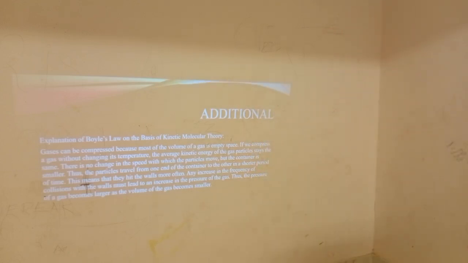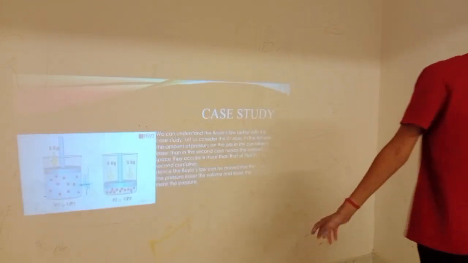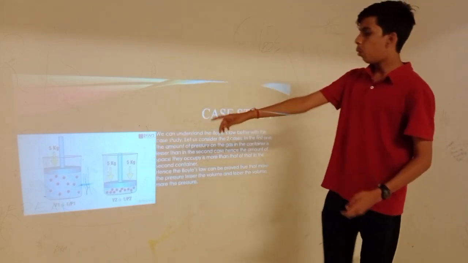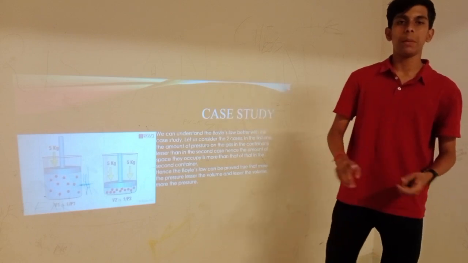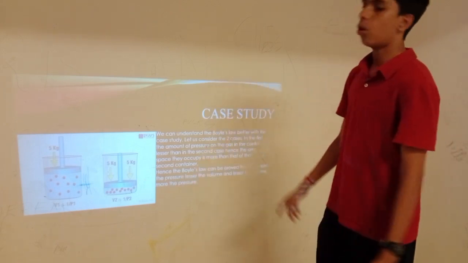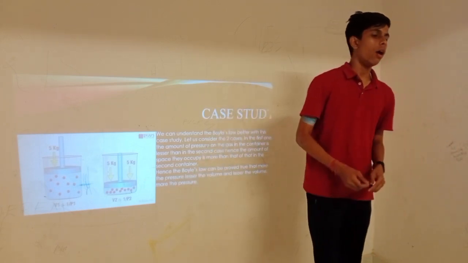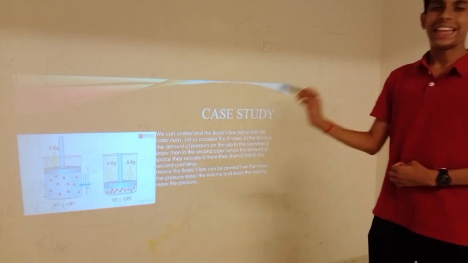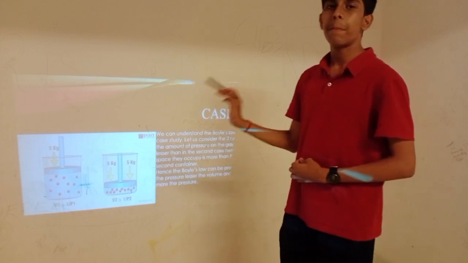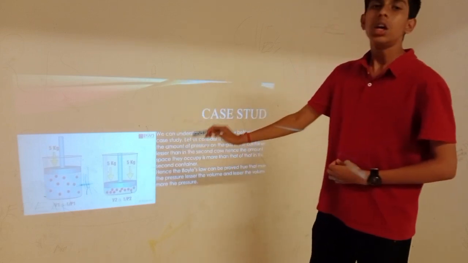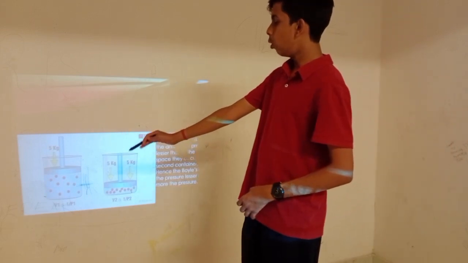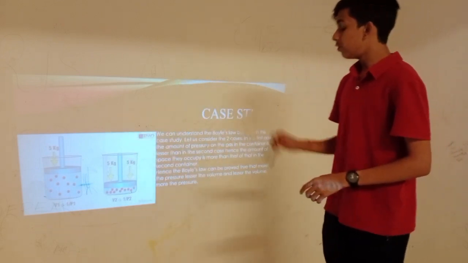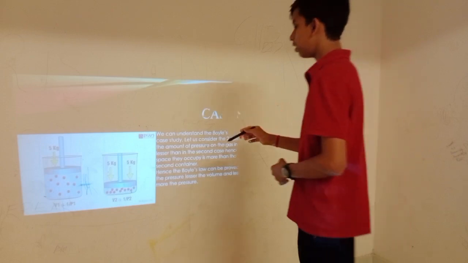Now, to better understand this, there's a case study, in which there are two containers, both having an equal number of gas molecules, while one has more volume but the amount of pressure applied is less, and the other has less volume but the pressure applied is more. How we understand this is, in the first container, the volume that the gas has to move in is comparatively more than the second container. So the first container has less pressure as compared to the second container.